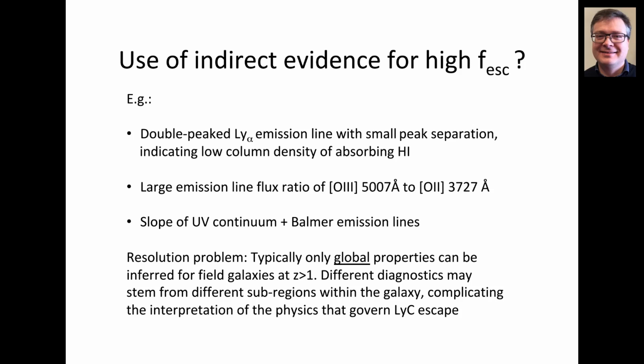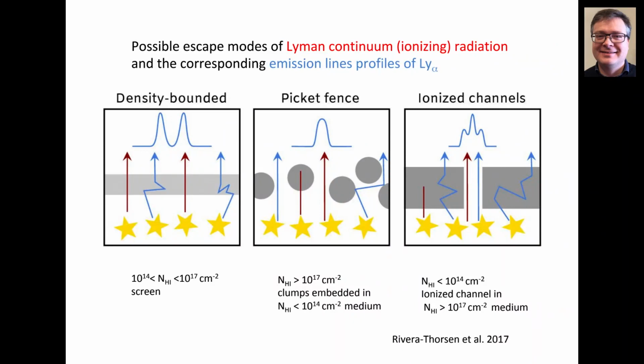So again, if you want to do this, if you're looking at unlensed galaxies, you're measuring an integrated property of the galaxies, and there may be different regions responsible for, say, Lyman alpha emission versus O3 and O2 versus the continuum emission. You may be conflating different regions when you look at the integrated properties of the galaxy. So lensing is really a vital tool here to understand what's going on.